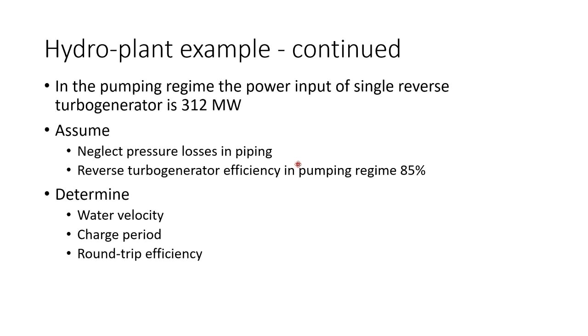Now we have second part of the example where we will have a look at the pumping regime. So in the pumping regime, the power input of single reverse turbogenerator is 312 megawatts. We will again neglect any pressure losses or elevation differences, and in the pumping regime the efficiency is typically lower, and specifically at the value of 85%.